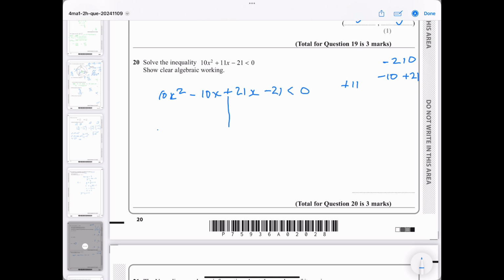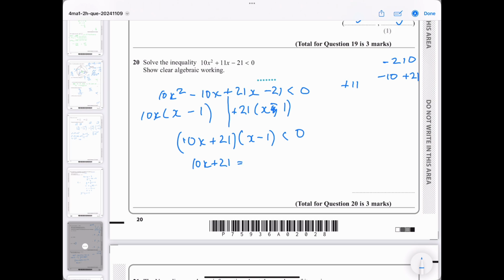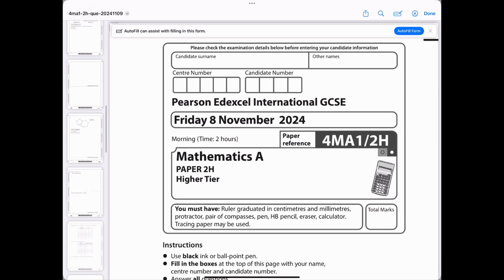So let's just cut that in half and we get 10x, x minus 1, and we get plus 21, x minus 1. So (10x plus 21) and (x minus 1), all less than 0. If we solve it, 10x plus 21 equals 0, so 10x equals minus 21, x equals minus 21 over 10.